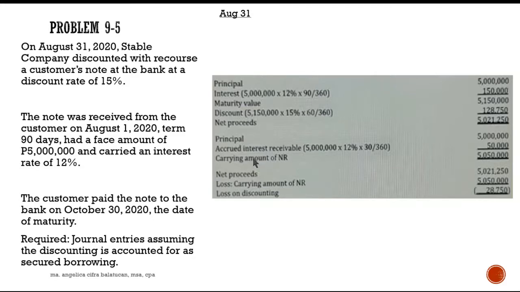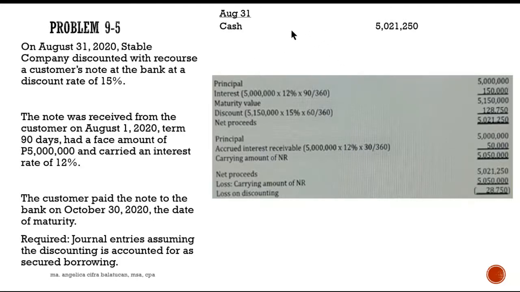Then, to get the gain or loss on discounting, we need to compare the net proceeds and the carrying amount. So, how much is the carrying amount? That's 5 million plus 50,000, which is computed as 5 million times 12%. So, ani sa interest rate times 30, kay 30 days man ang nilabay from August 1 until August 31. So, that's 50,000. Total carrying amount is 5,050,000. We deduct that from the net proceeds here. So the loss on discounting is 28,750.